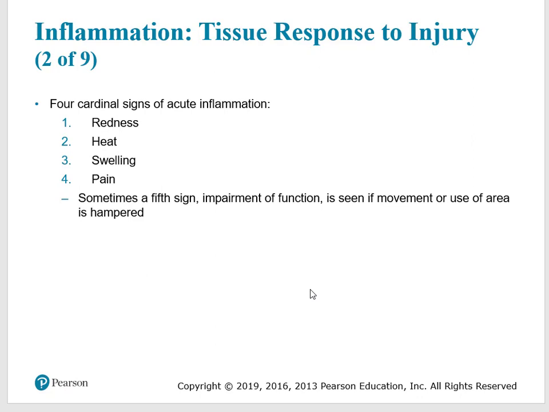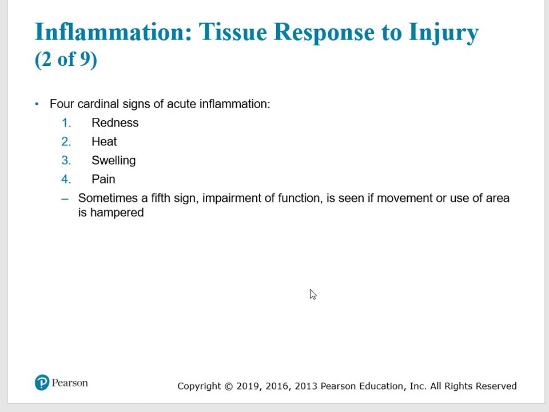Any kind of inflammation has four cardinal signs. You have redness, heat, swelling, and pain: rubor, calor, tumor, dolor. So there are four important things for acute inflammation that we have to notice: redness, heat, swelling, and pain. The fifth one comes with the impairment of function.